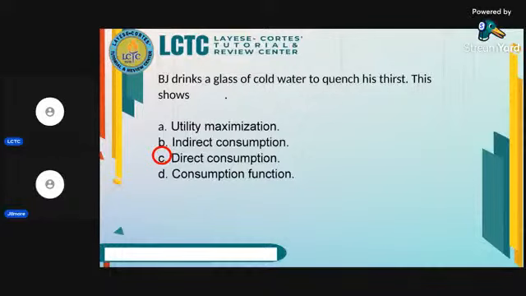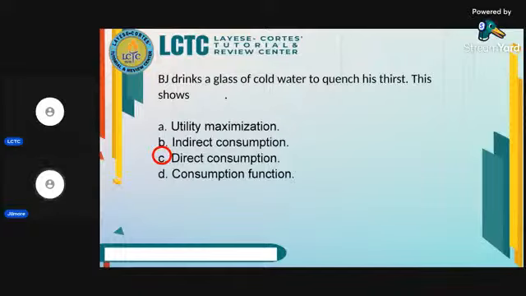Next, BJ drinks a glass of water to quench his thirst. This shows direct consumption, the immediate gratification of our wants. Utility maximization is the total satisfaction that we can get from a product. Indirect consumption will be asked later. Direct consumption is immediate gratification.